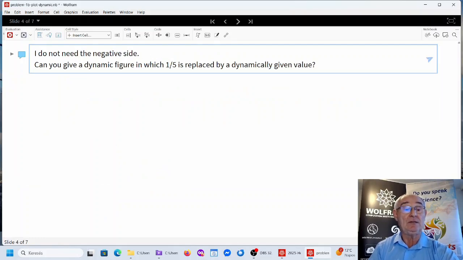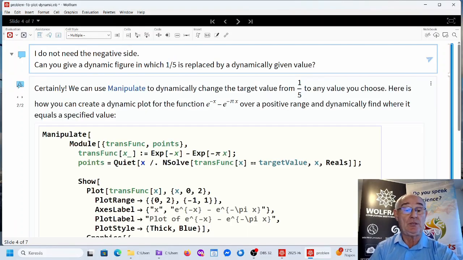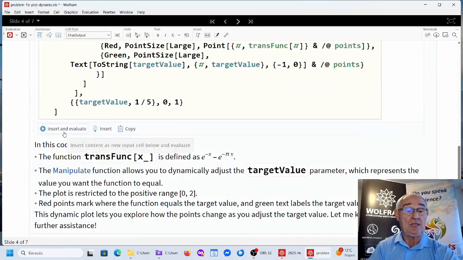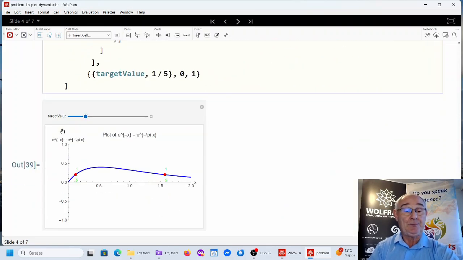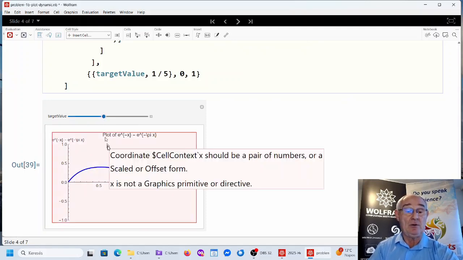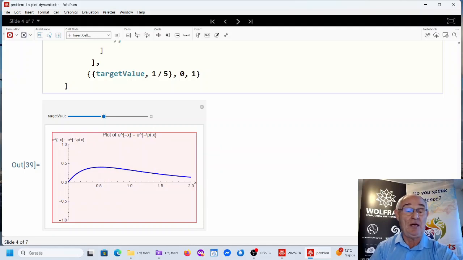I do not need the negative side. And I need a dynamic figure in which 1 over 5 is replaced by a dynamically given value. That's a more complicated question. Of course, I can do it with Manipulate. If you don't know what Manipulate is, you have to look it up in the Documentation Center and try to run it. It's pretty nice. The only problem is, if the value is too big, there is no solution. In that case, I get an error message. I would like to avoid it.